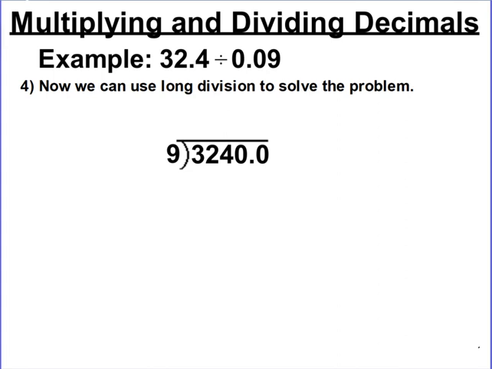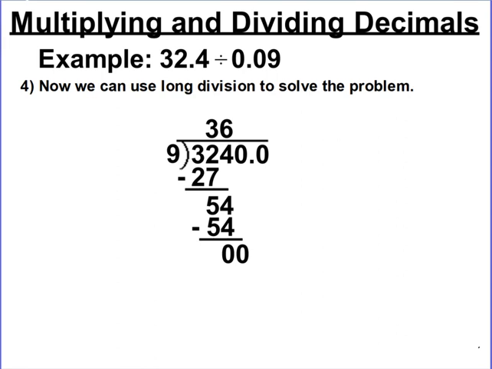Okay, step by step, long division. Remember that you need to take the number on the outside and see if it can go into the numbers on the inside. So 9 cannot go into 3, but 9 can go into 32 3 times. And 3 times 9 is 27. We subtract to get 5. Bring down the next number, so bring down the 4. 9 can go into 54 6 times, and 9 times 6 is 54. Subtract to get 0. And we need to bring down our next number because we still have not got to the decimal point yet. So we need to bring down our next number. Bring down the 0.